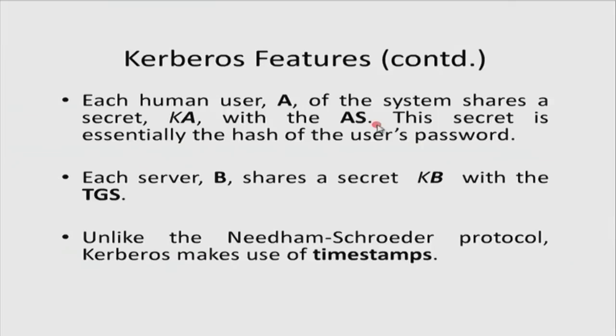Once again, the KDC, key distribution center, has been logically split, so different functions for the AS and the TGS. So the KDC is now split between the authentication server and the ticket granting server. Each human user shares a secret that is a function of the password with the authentication server. This secret is essentially the hash of the user's password. Then each server B shares a secret KB with the TGS, not now the AS, but the ticket granting server. Unlike the Needham-Schroeder protocol, Kerberos makes use of timestamps.